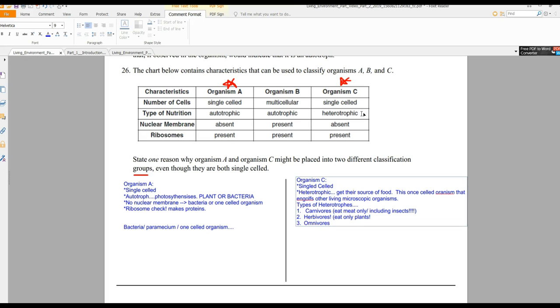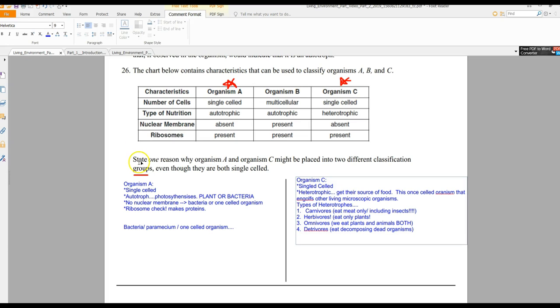Omnivores. That's us. We eat plants and animals, both. Four, detrivores. Eat decomposing dead organisms. This is for the circle of life again. Anyways, nuclear membrane is absent. I'm not going to type this, and it does make proteins as well.